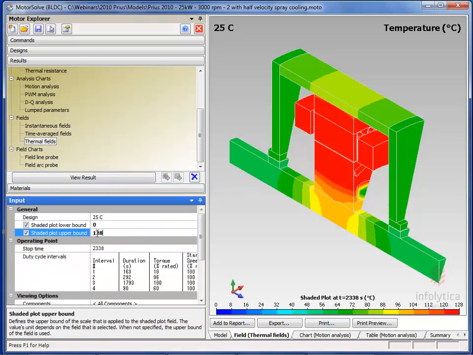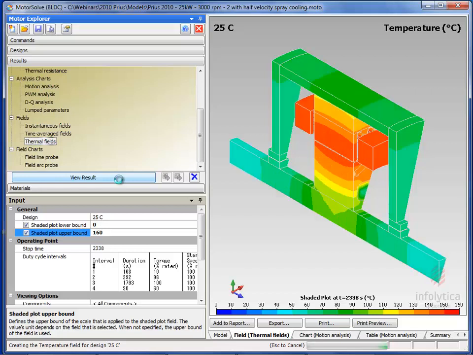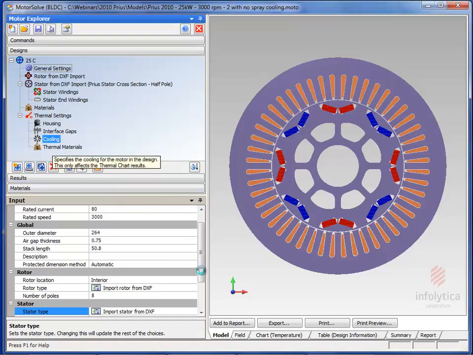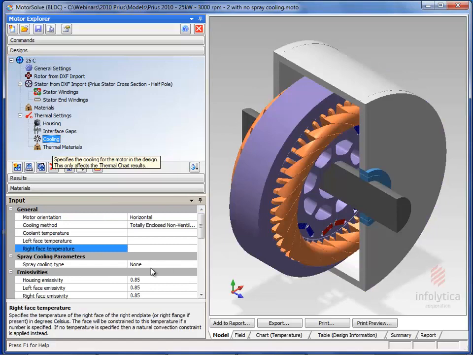If I rescale this, you can see the distribution of the temperature a little bit better. But you can see that you have magnet temperatures in the mid 130s. The end winding is in the high 140s, almost 150. The final machine that we're going to review today is the same Prius motor, only this motor configuration is such that there's going to be no cooling. See here that I've turned the spray cooling off.